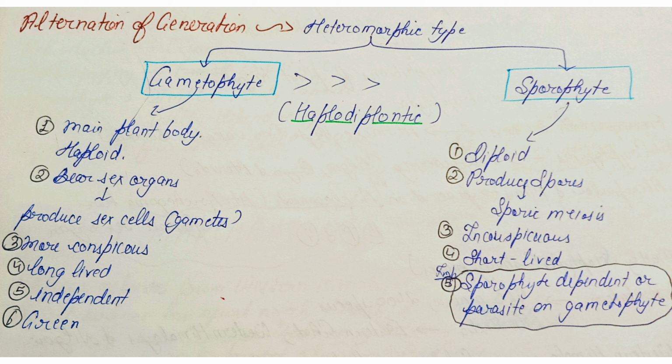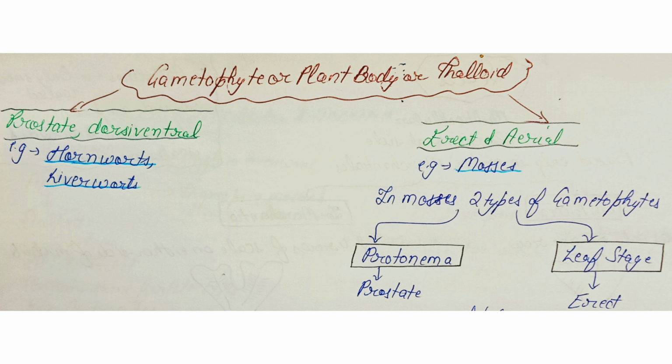The gametophytic phase bears the sex organs and produces the gametes. It is independent, green in color and is long-lived. Whereas the sporophytic phase is diploid and produces spores by meiosis. The sporophytic phase is completely dependent on the gametophyte and we can say that it is parasite over gametophyte. This point is important.